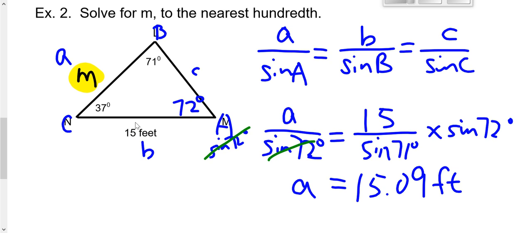And you better answer the question. There's no such thing as A in the original part of the question, so you might want to change that to M. So that means my M here is 15.09 feet, like that.